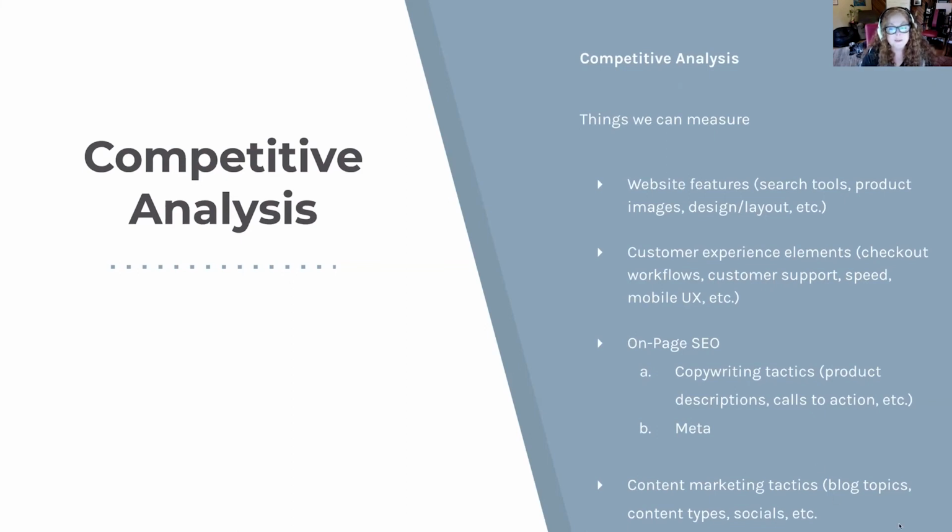And the different things we can measure are website features, search tools, products, images, design, layout, of course. Design and layout seems to change over time as we as consumers want different things or get used to how things show up online. Customer experience elements like checkout, workflows, customer support, speed. On-page SEO is huge, the copywriting tactics, and the meta description. After doing the on-page SEO class, you should be able to identify in the meta descriptions companies that are doing SEO on the search engine results pages, or companies you think are doing SEO. So content marketing is a big part of our competitor analysis.